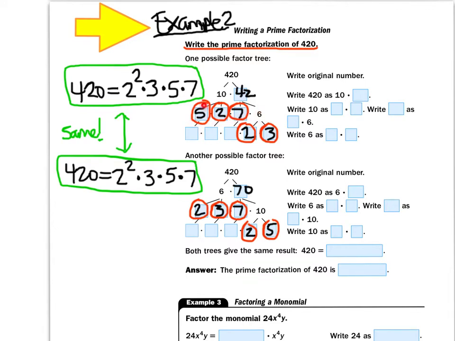Now 5 is prime, so I circle it. 2 is prime, so I circle it. 7 is prime, so I circle it. But I'm not done with 6. I can break that apart into 2 times 3. And now they're prime, so I circle them.